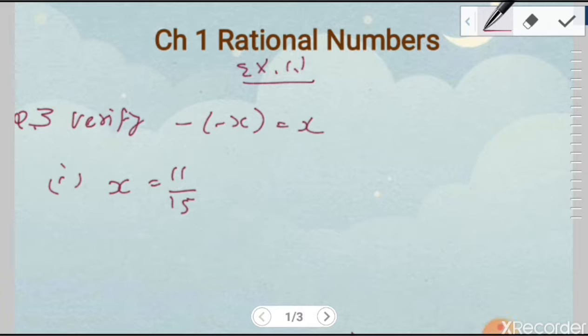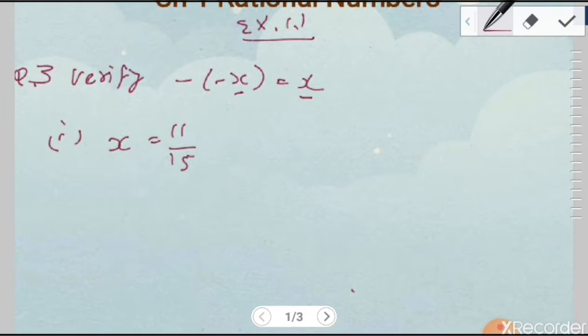Today we will discuss Chapter 1, Rational Numbers, Exercise 1.1, Question 3. Verify that minus (minus x) is equal to x. That means whichever is the question should be the same in the answer. So the first question we have is x equal to 11 upon 5.